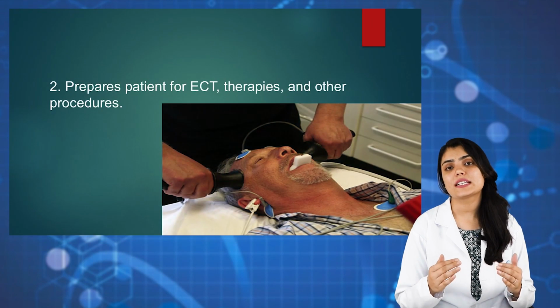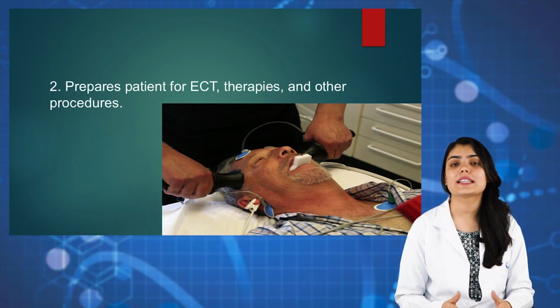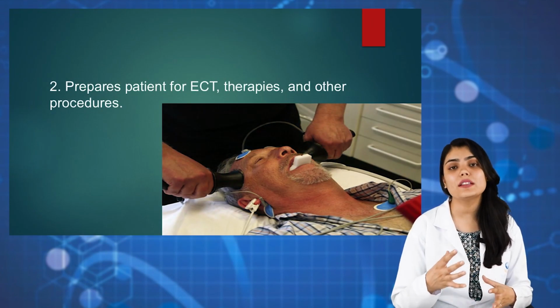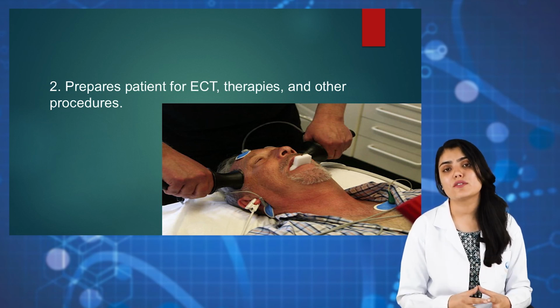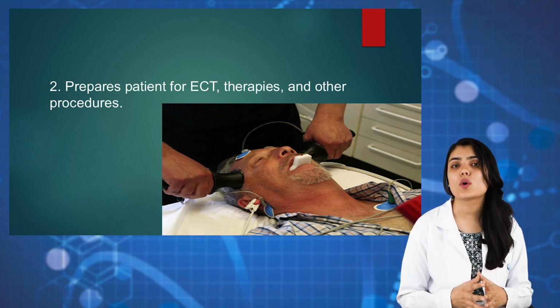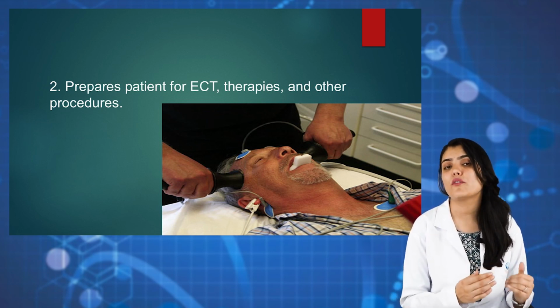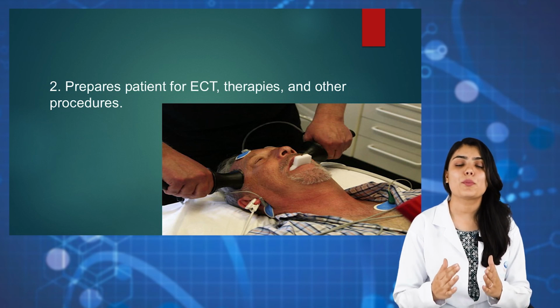Another important function that is carried out by the nurse in the psychiatric department is preparing the patient for ECT. Electroconvulsive therapy is one of the major forms of treatment given for psychotic disorders, and therefore it is the responsibility of a nurse to make sure that she prepares the patient for ECT. Not just ECT, for a mentally ill patient, there can be various different kinds of therapies and other ways of treating the mental illness. And it is the responsibility of a nurse to make sure that she prepares the patient for all different kinds of therapies and treatment.